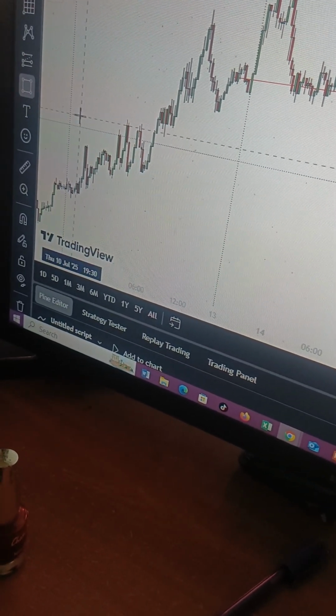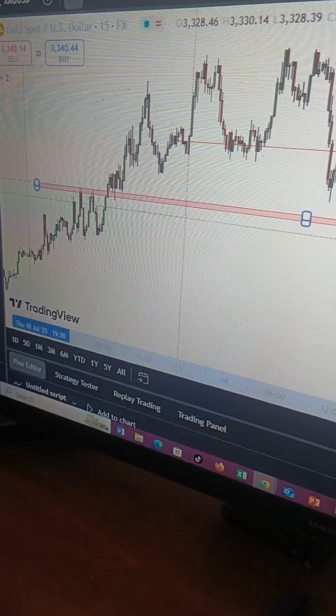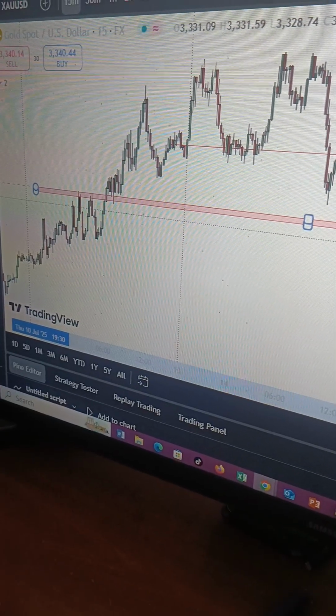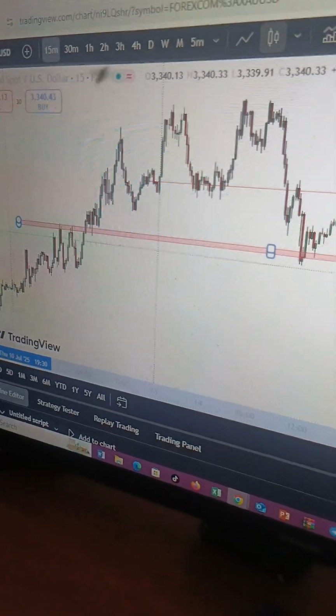We have this zone becoming our resistance. We have said all the wicks are to be fully covered. We have a break, we have a retest, and we continue. So that's it.